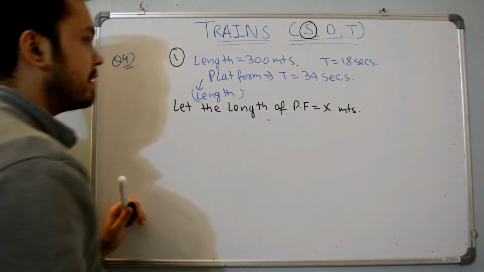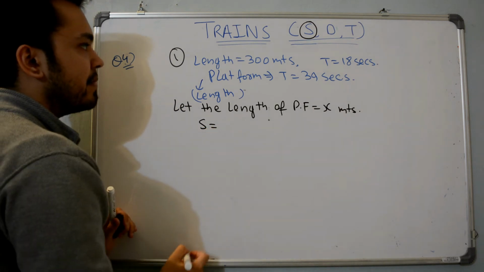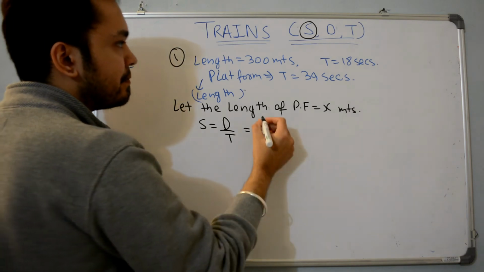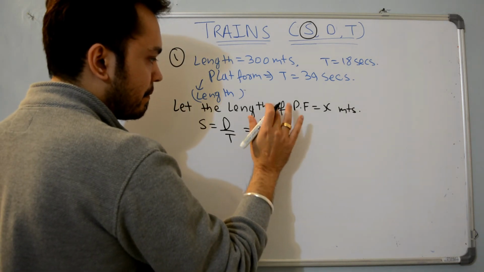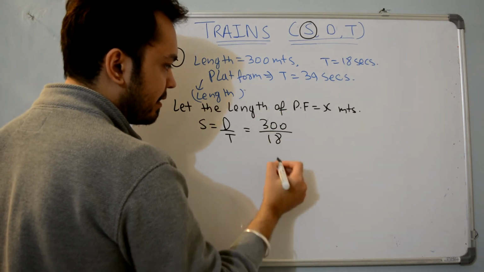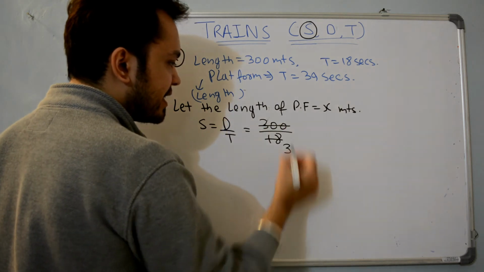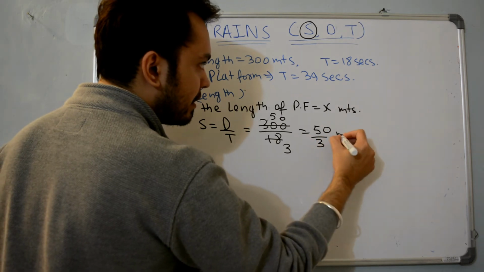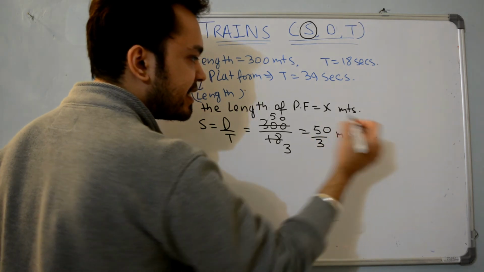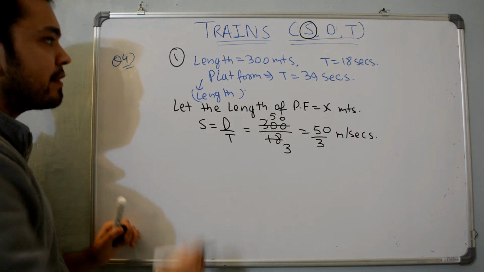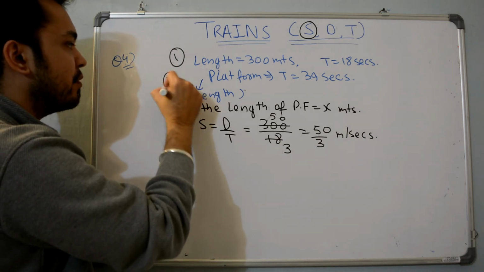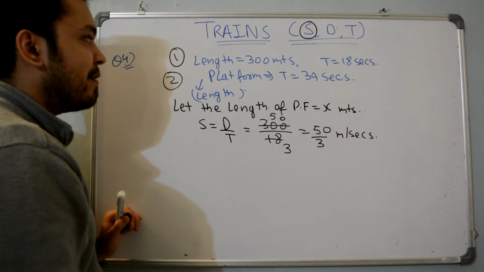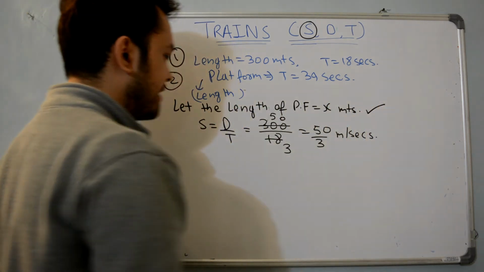find our speed. So our speed of the train will be distance upon time, that is 300 upon 18. 6 3s are 18, 6 50s are 300. So 50 upon 3 meters per second. Fine. Now for the second scenario, we have our speed and we have our time ready. Now we will use this, right?